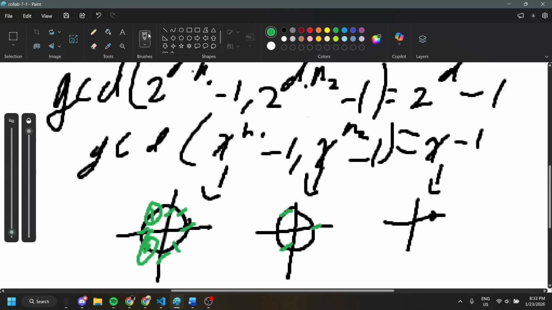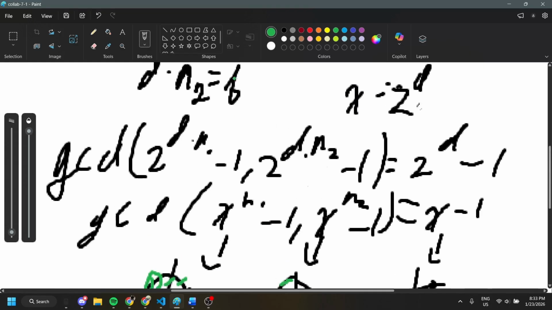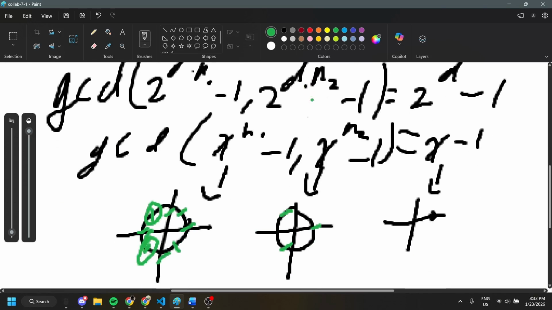So can we prove that n would it be, yeah, n is a power. Or is this really how it works? We have x to the n minus 1, where n is an integer.